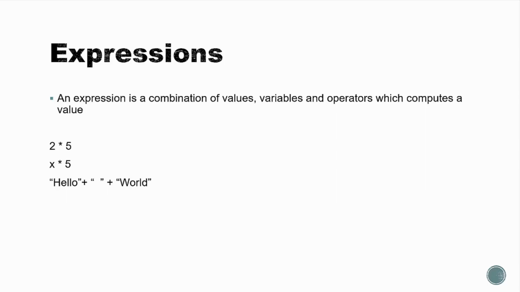Now, an expression is just a combination of values, variables, and operators, which computes a value. So any of these are expressions: 2 times 5. You can also have variables, x times 5. And strings. So here we're saying hello world. And the plus sign is used to concatenate. You can concatenate strings or JavaScript, whether it's a variable or a function, whatever it may be.